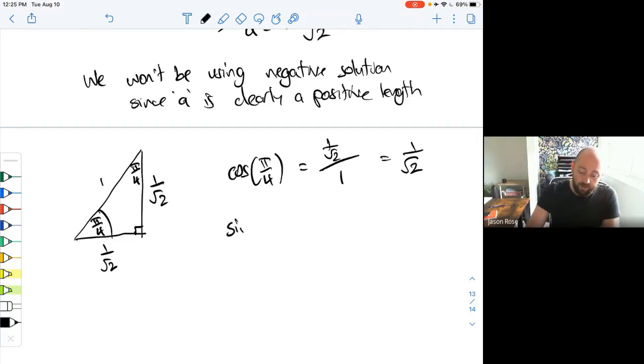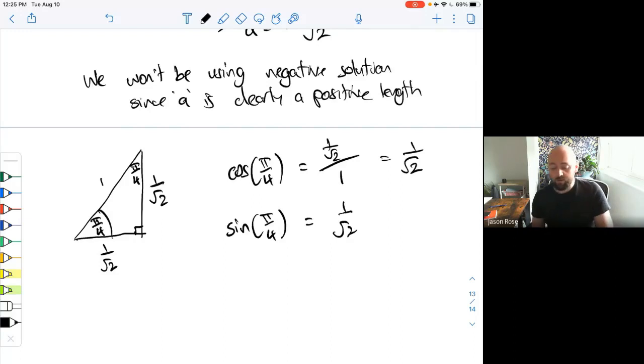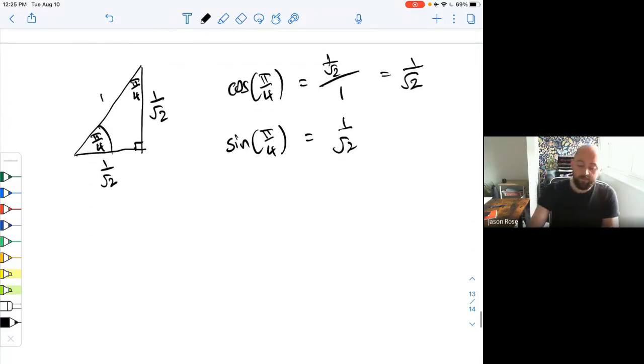And also sine of pi over 4 is also equal to 1 over root 2 as well. Same way. Sine would be the opposite over the hypotenuse, but the opposite is the same as the adjacent in an isosceles triangle. So sine and cosine is going to be the same. And tan of pi over 4, we might as well mention it here. It's going to be 1 because it's equal to sine pi over 4 divided by cosine pi over 4.